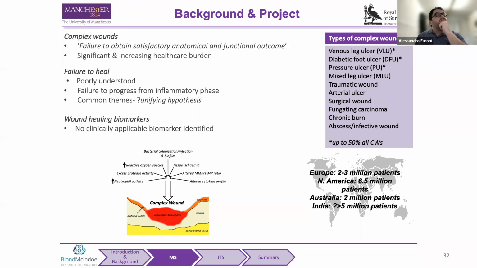All wounds, however, share a number of pathophysiological features such as excess neutrophil and protease activity, failure to progress from inflammation to proliferation, and an altered cytokine profile. These shared features suggest a potential shared molecular basis. However, despite much research, no clinically applicable biomarker for healing or failure to heal has been identified and put into practice thus far.